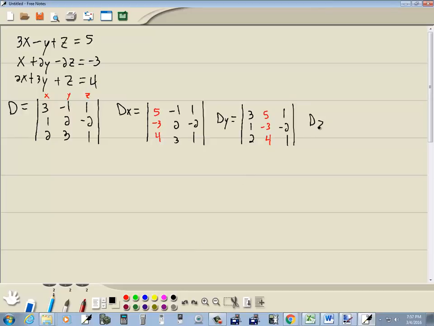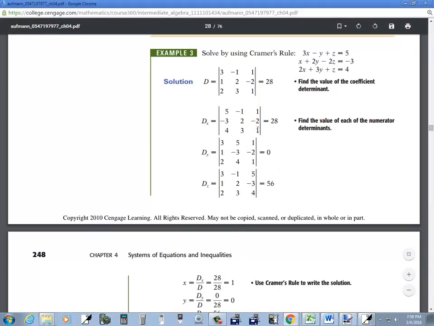And then we'll have d sub z. And we're going to replace our z column with the numbers on the right side. And the other columns remain as is. So I got 3, negative 1, 1, 2, 2, 3. Okay. And this becomes 5, negative 3, and 4. Now that's how they get these items right here.